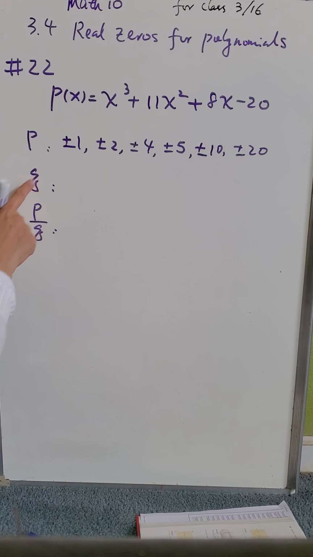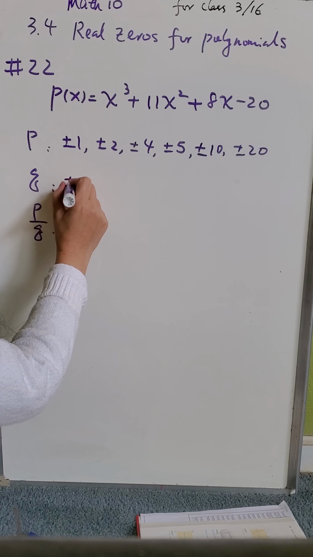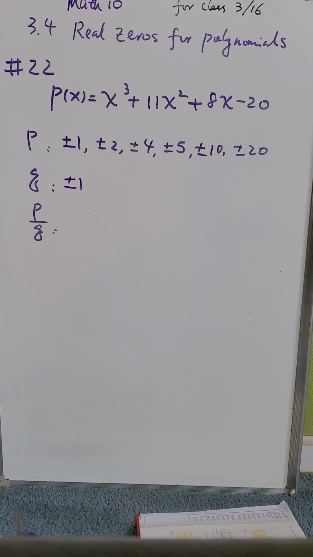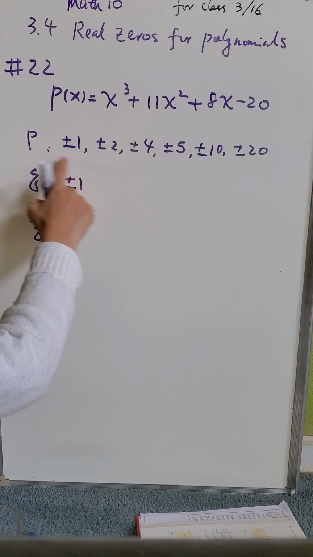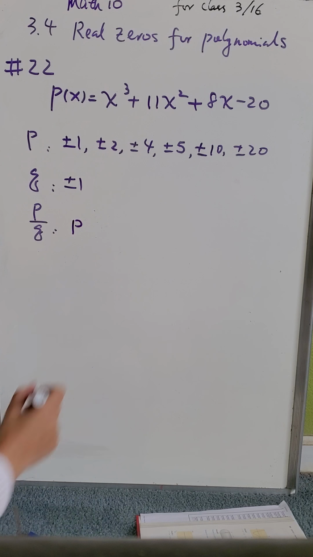And what's Q? Q is all the numbers that can divide the leading coefficient. Right here it is 1, so the numbers that divide 1 is just 1 by itself, so plus or minus 1. And P over Q means all the numbers divided by each other. Any of these numbers divided by 1 just equals itself, so this is just equal to P.